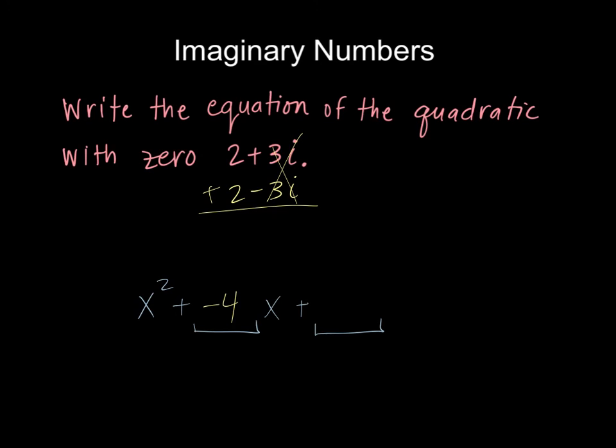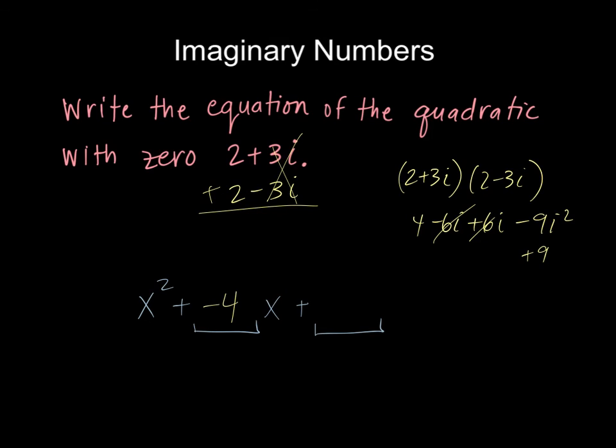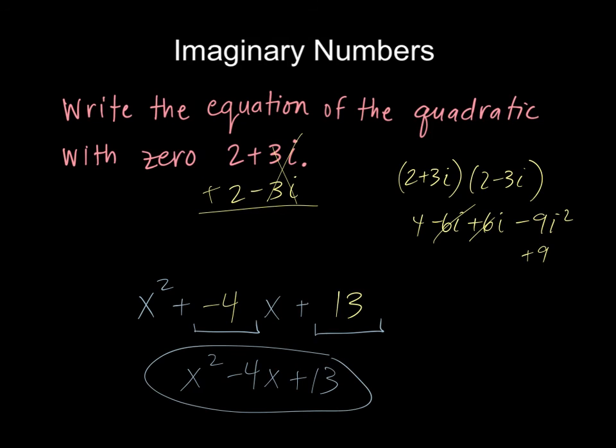If I multiply these two things together, 2 plus 3i times 2 minus 3i, FOIL it out, I get 4 minus 6i plus 6i. There's the conjugates, the i's going away out of the FOIL. These two will be gone. Minus 9i squared is the same as plus 9, and this becomes 4 plus 9, or 13. So, x squared minus 4x plus 13 is the quadratic that has 0, 2 plus 3i. Add them, take the opposite, multiply them, put it here, and there it is.